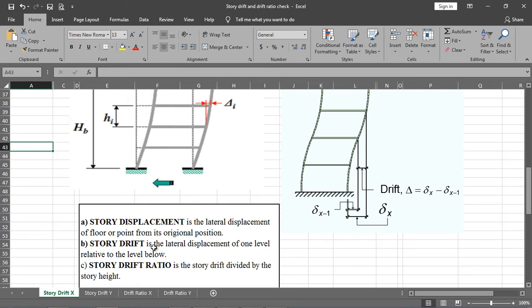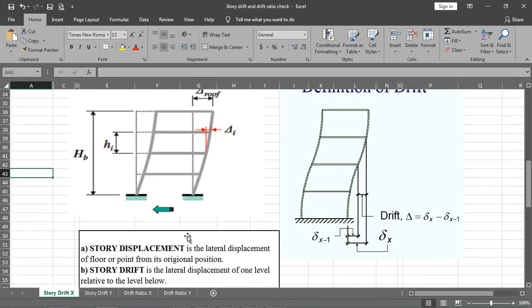Now, what is story drift? Story drift is the lateral displacement of one level relative to the level below. For example, the displacement of this story with respect to the bottom story is called story drift.